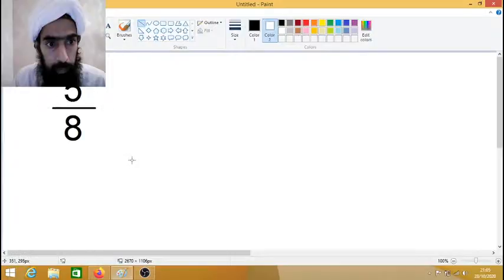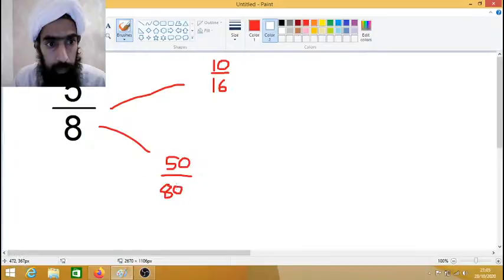Okay, let's take a very simple fraction, which is 5/8. And let me just write a couple of fractions that are equivalent. That means they're the same. If you were to type them into a calculator or change them to a percentage, you'd get the same percentage. So for 5/8 we could have 10/16, we could have 50/80, we could have 5x/8x. So all of these fractions are equivalent to the original 5/8.